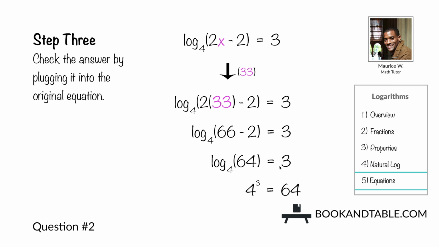So how do we confirm that this statement is true? By converting it to exponential form. So we take our base of 4, raise it to a power of 3, and set that equal to the argument 64. And 4 to a power of 3 is 64, giving us 64 is equal to 64, which confirms that x is equal to 33.